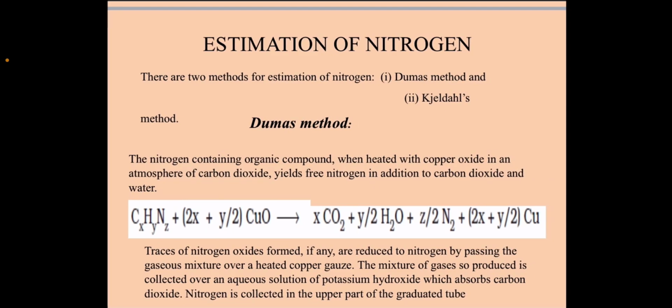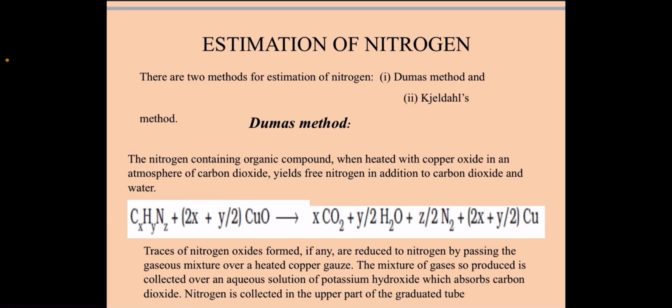Now estimation of nitrogen. We have two methods for estimation of nitrogen. One is Dumas method and the other is Kjeldahl's method. For Dumas method, when a nitrogen containing organic compound is heated with copper oxide in an atmosphere of carbon dioxide, it yields free nitrogen in addition to carbon dioxide and water.